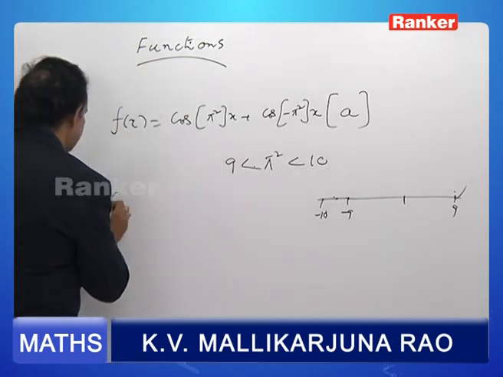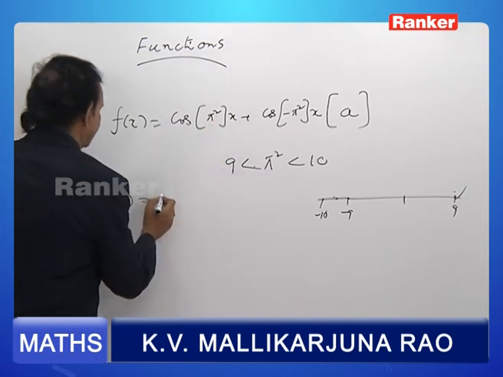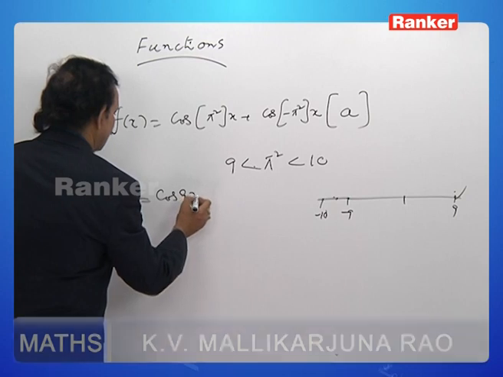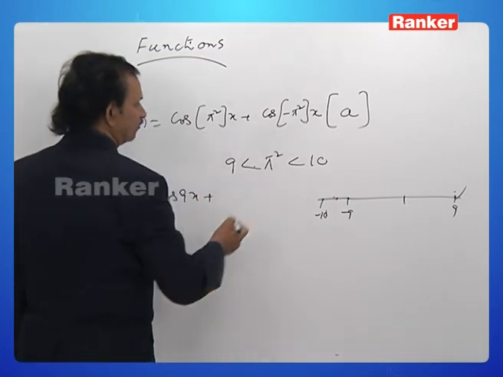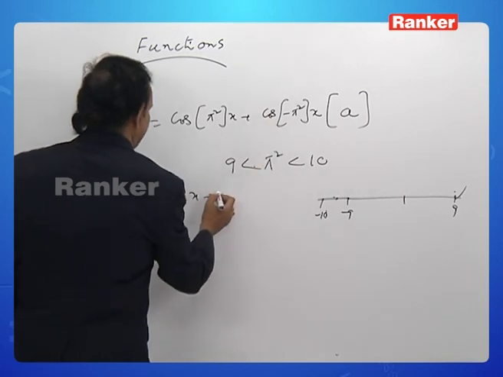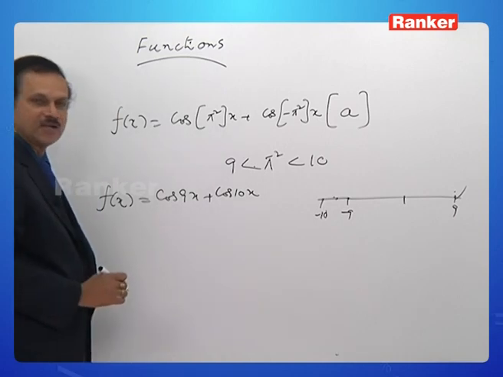Therefore, f of x is equal to cos of 9x plus cos of minus 10x, since the integral part of pi square is 9 and the integral part of minus pi square is minus 10. Cos of minus 10x is cos 10x itself. This is the original function given.